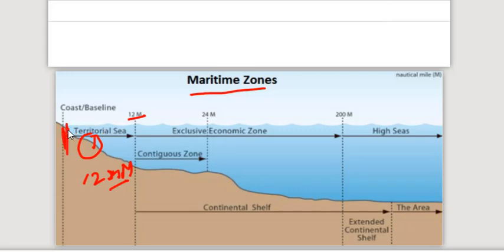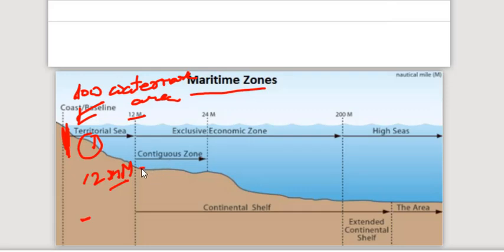The baseline is the dotted portion as shown. What is this baseline? The baseline is the low water mark area. The coastal state enjoys full sovereignty over this zone. This is similar to the territory of the country.